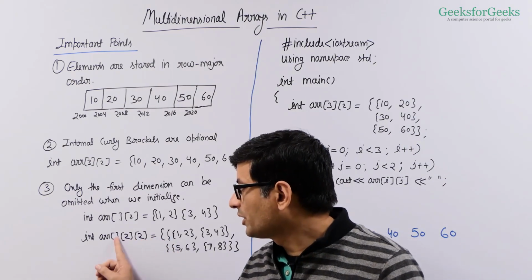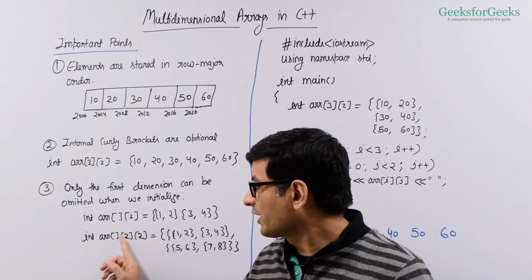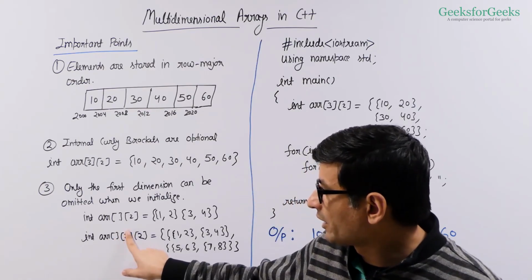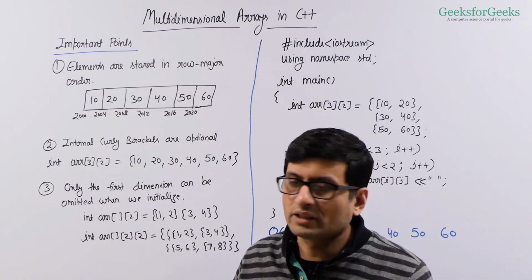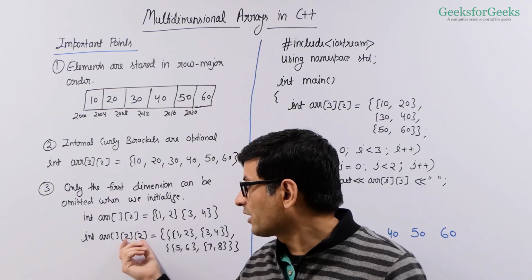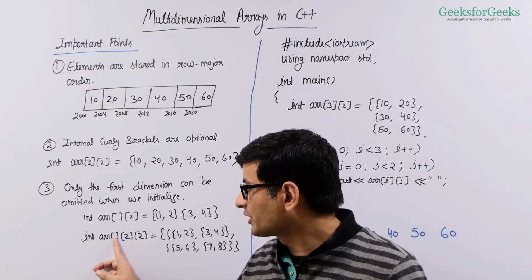We can omit only the first dimension, right? We can't omit this, right? If I remove this 2, then there will be a compiler error. If I remove all 2s, then there will definitely be a compiler error, right? So there's going to be a compiler error if you try removing any more dimensions. So you can only omit the first dimension.